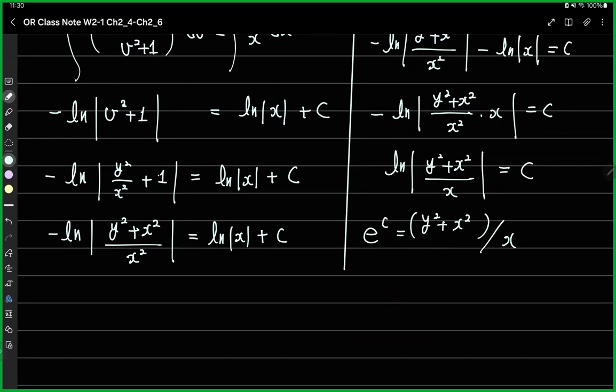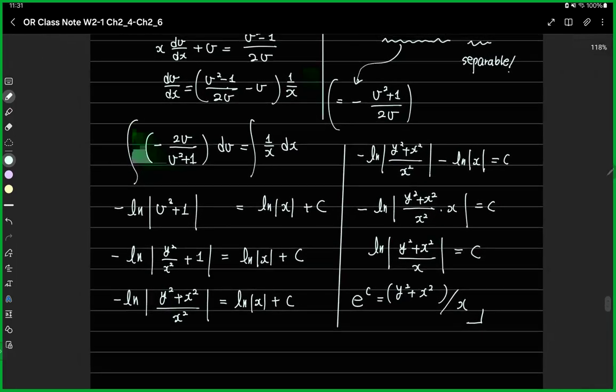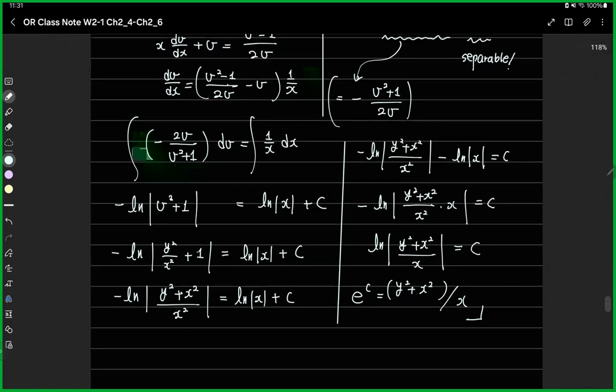Normally we don't like to express the solution involving natural log, sine, cosine, or exponential form, I mean transcendental functions. So I think let me just stop here. The main idea here is using the change of variable to transform the homogeneous equation to a separable one.